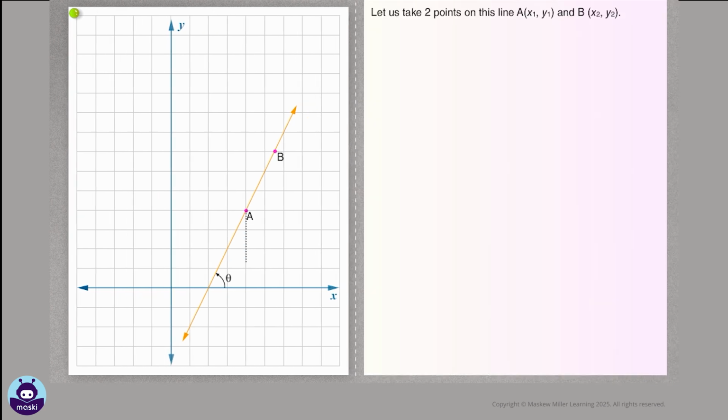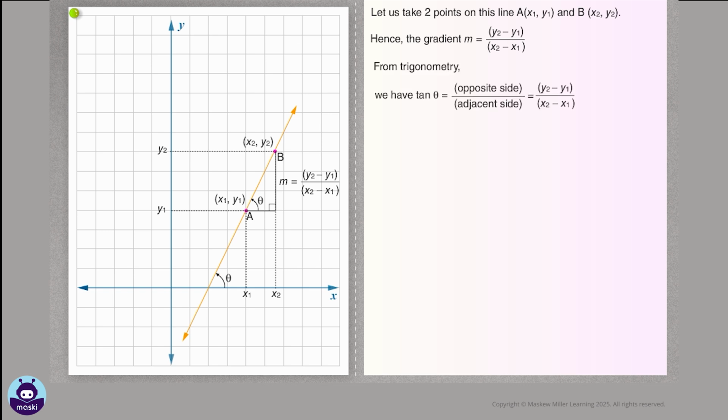Let us take 2 points on this line, A (x1, y1) and B (x2, y2). Hence the gradient m is equal to (y2 minus y1) over (x2 minus x1). From trigonometry, we have tan theta is equal to opposite side over adjacent side, which is equal to (y2 minus y1) over (x2 minus x1). Hence we see that m is equal to tan theta, where 0 degrees is less than or equal to theta, less than or equal to 180 degrees.